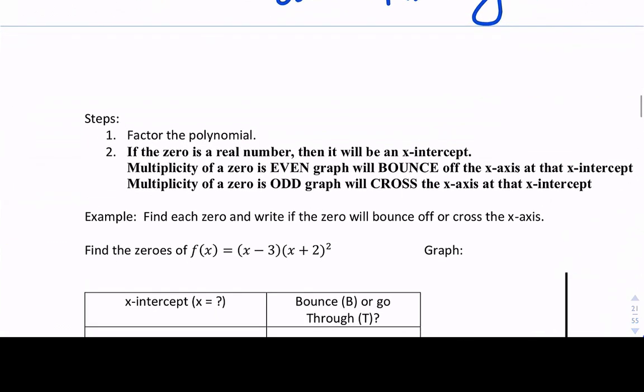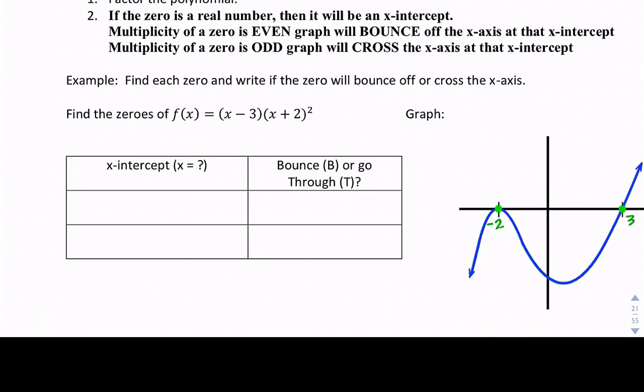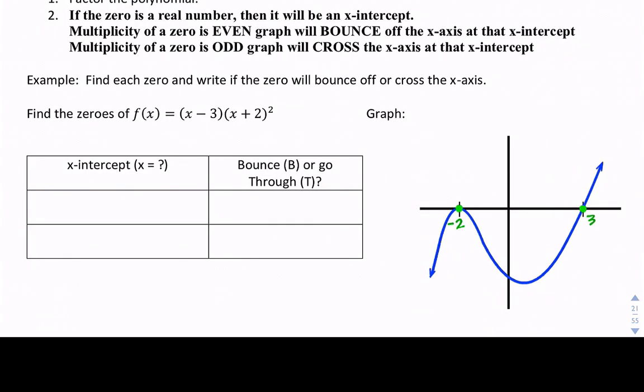Okay, so let's practice this. Steps are factor. Why do we factor? So we can find the zeros. If the zero is a real number, then it will be an x-intercept. Yes, we know that from last chapter.